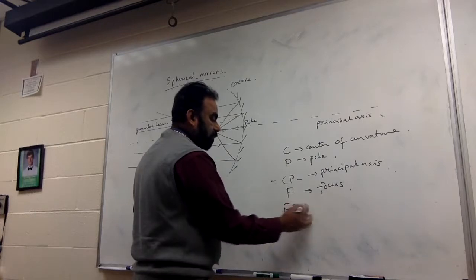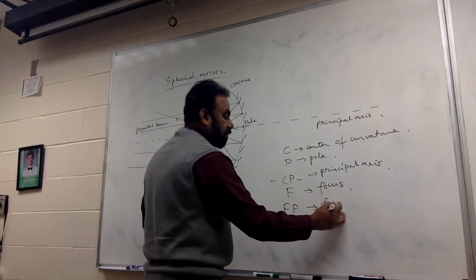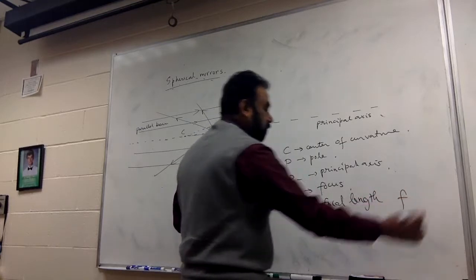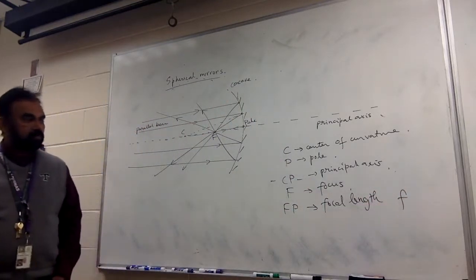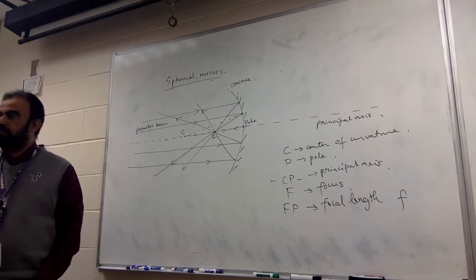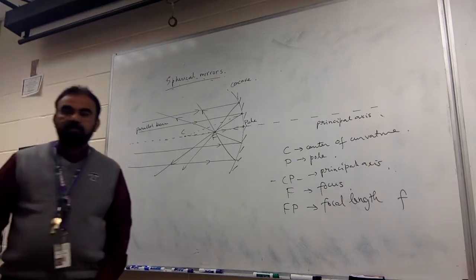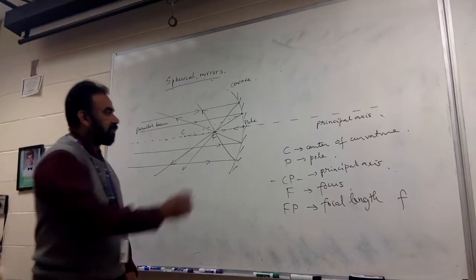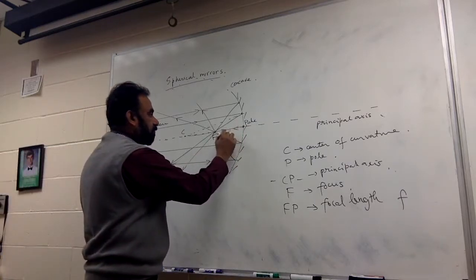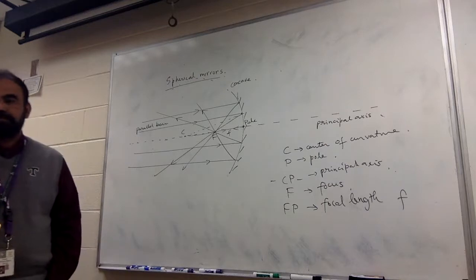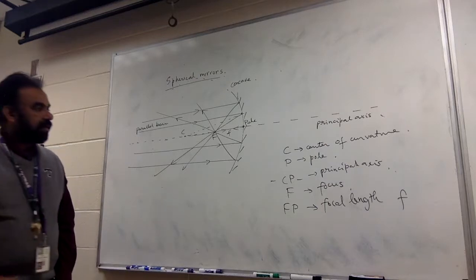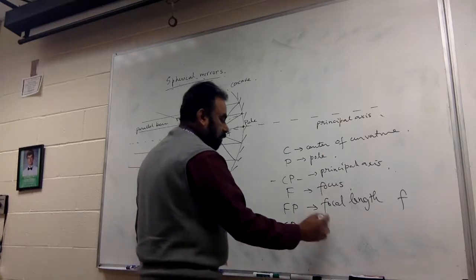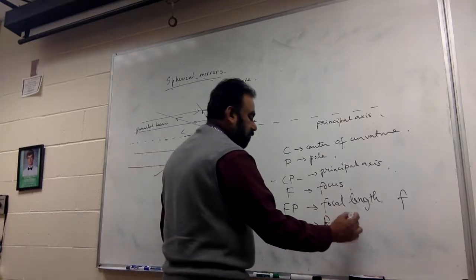The distance FP is called the focal length, which is from here to here. And the distance CP is called the radius of curvature.